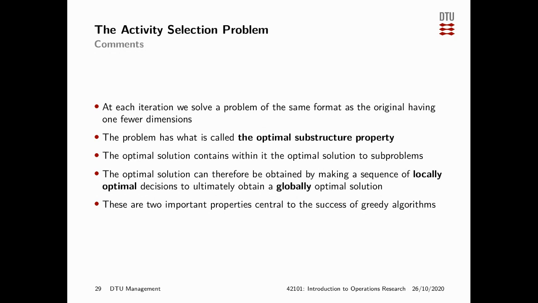And if you compare this to the NASA example that we had in the first part of the lecture, we were also making locally optimal decisions. We were picking the mission with the largest ratio, but this did not ultimately lead to a globally optimal solution. Okay, so these are two important properties central to the success of greedy algorithms. We need the optimal substructure property, and that we can make a sequence of locally optimal decisions to ultimately obtain this globally optimal solution.